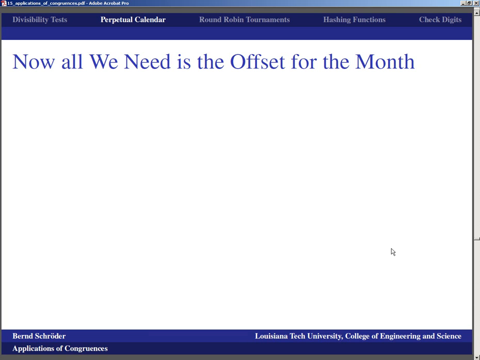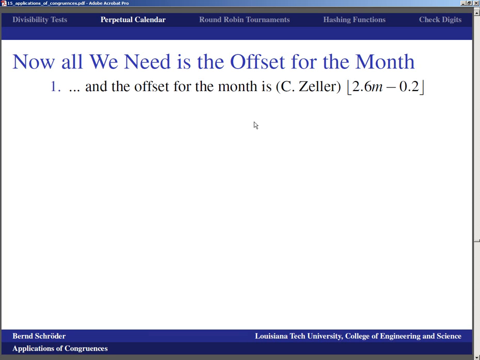And now all we need is the offset for the month. And the offset for the month, according to a mathematician named Zeller, is the largest integer below 2.6 times the number of the month minus 0.2, and there's no magic in there.